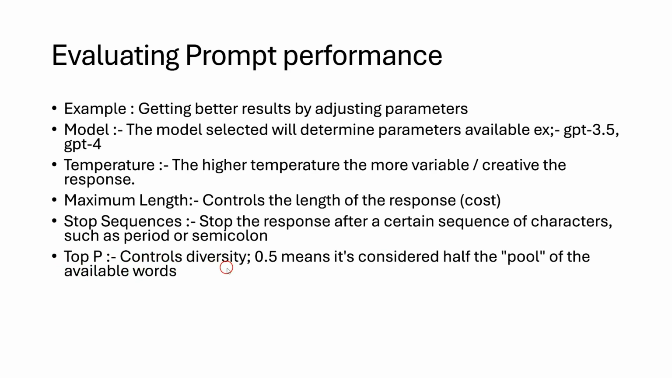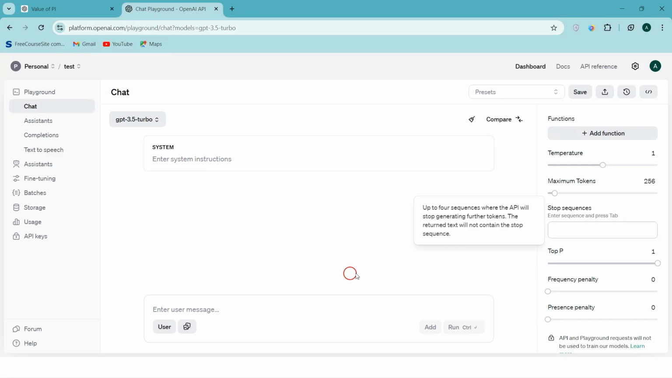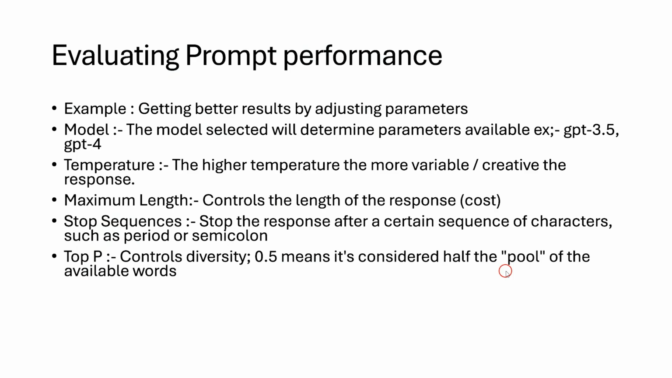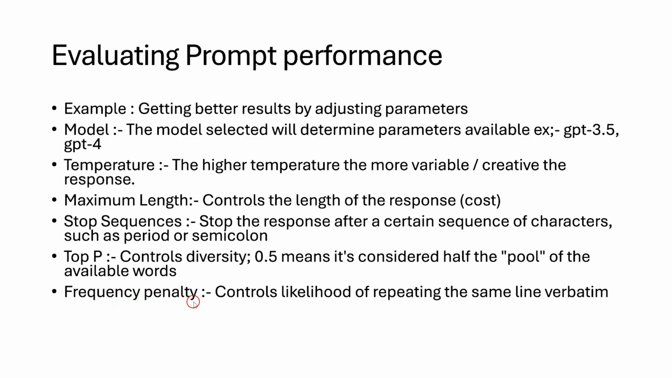The next one is top P. It controls diversity. If you set 0.5, that is the medium, it controls diversity, and half of the likelihood-weighted options are considered. That means half of the pool of available options.